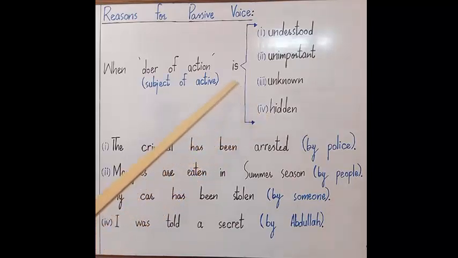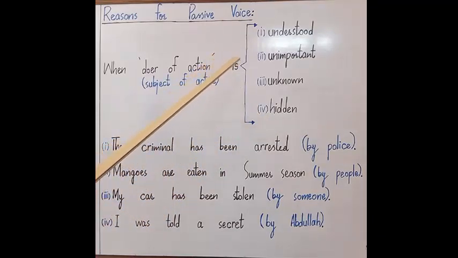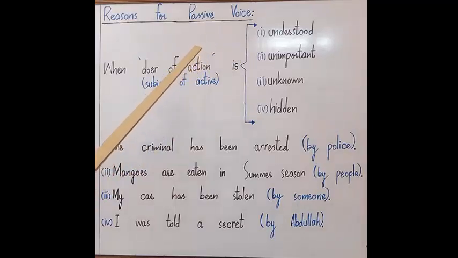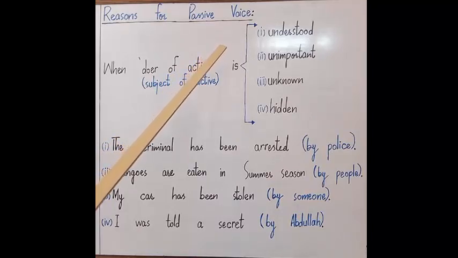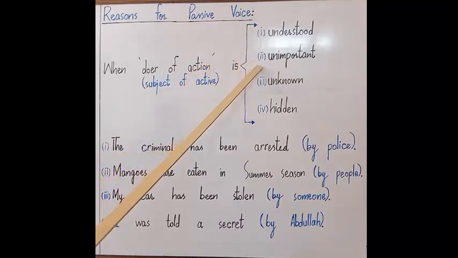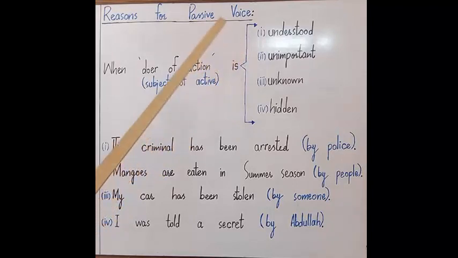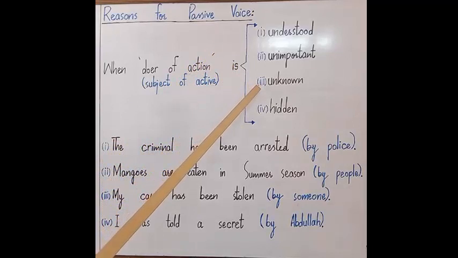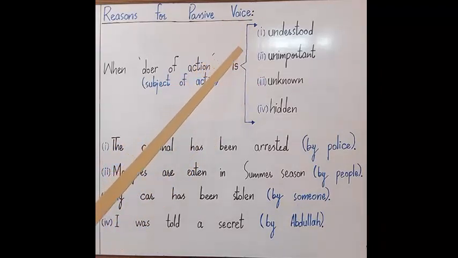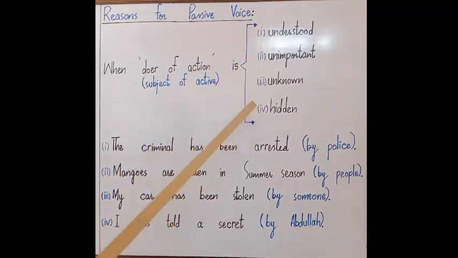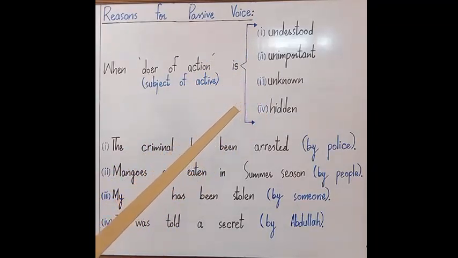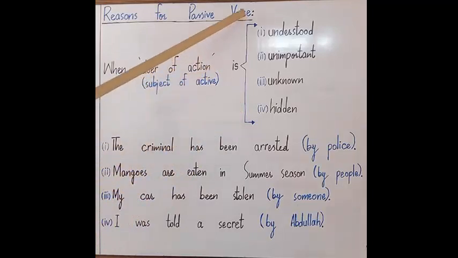So if you ever think that the subject or the doer of an action in the sentence is understood, you have to make passive voice. And if you think that the doer of an action in the sentence is unimportant, you will use passive voice. When you do not know the doer of an action, then you use passive sentence. And if you want to hide the doer of an action in the sentence from the listener, then we use passive voice. I have exemplified all these 4 reasons here with the help of sentences.